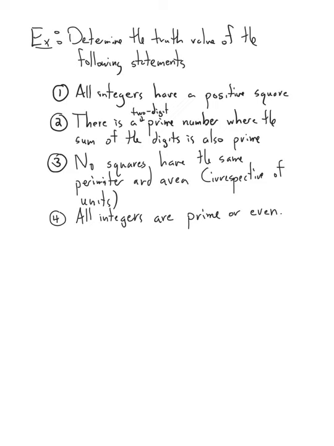Okay. So, the first one, all integers have a positive square. So let's think about that. Well, you could try some, and you'd be like, all right, 1 squared is 1, and 2 squared is 4. And you could think, all right, if you square a positive number, it's positive, no problem. Positive times a positive is a positive. And same, a negative times a negative is a positive as well. So something like this, negative 4 squared is positive 16. It looks like we always get positives.